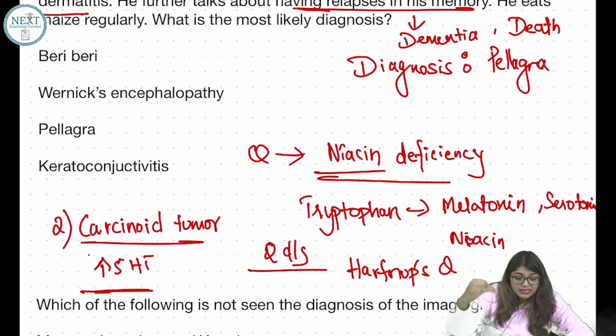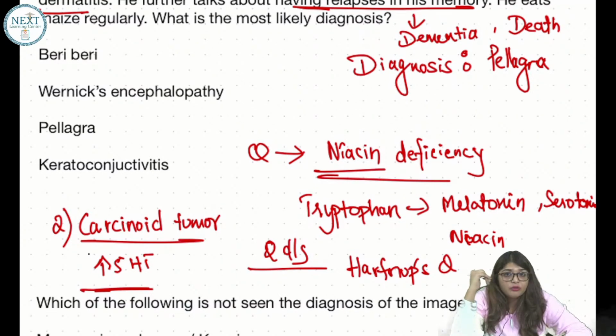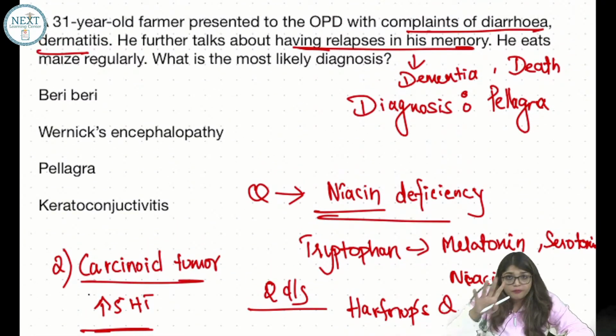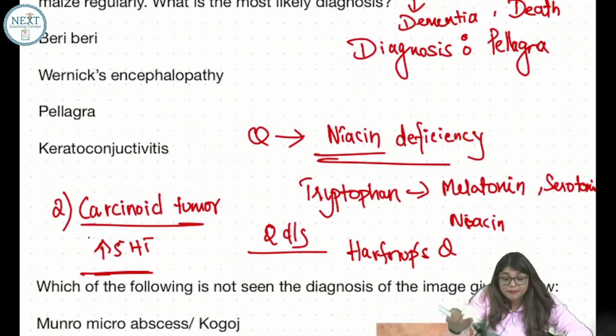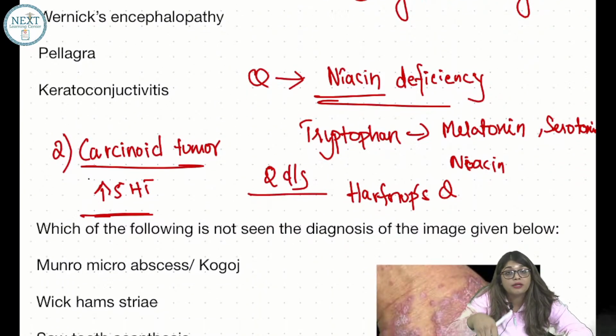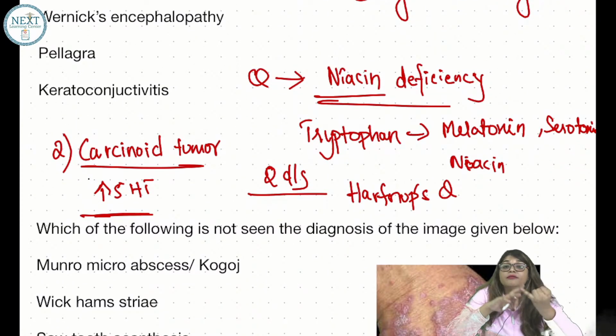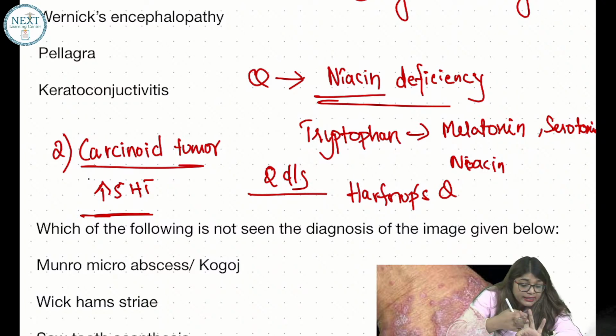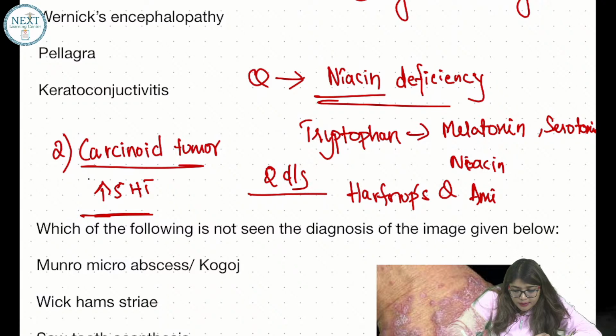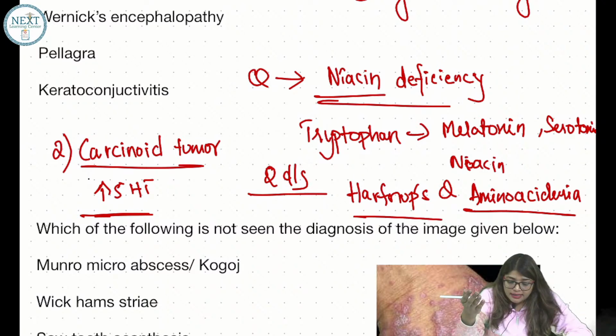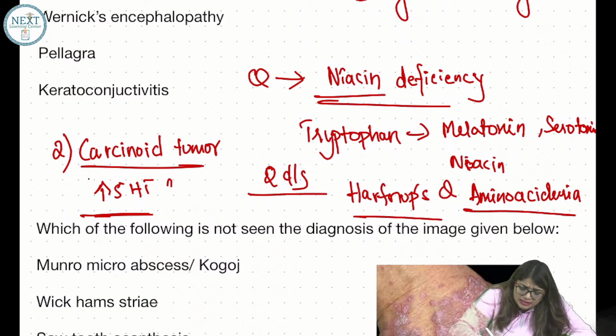Can you see from this itself how many questions we have done? The 4 Ds, the diagnosis, which is pellagra. Then you have your tryptophan, which gives you 3. Which ones? Melatonin, serotonin, and niacin. Then Hartnup's disease, where you have aminoaciduria, and they have pellagra-like symptoms. Carcinoid tumor. And these are all PYQs.